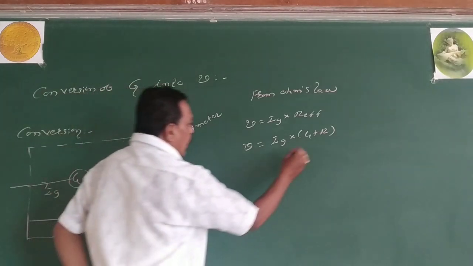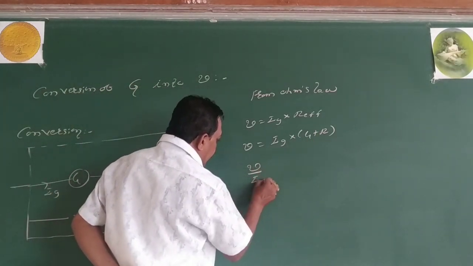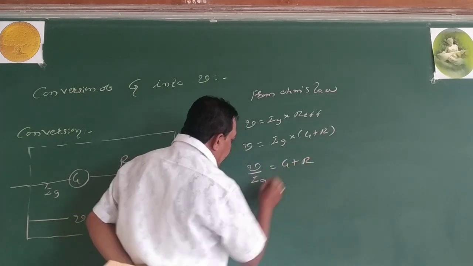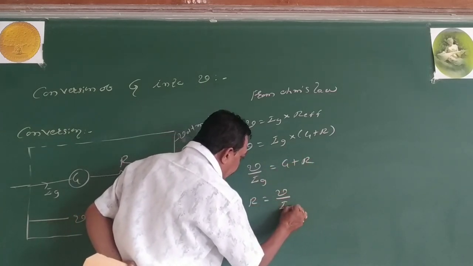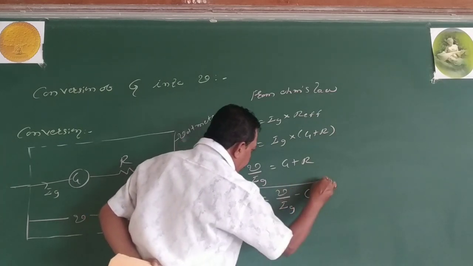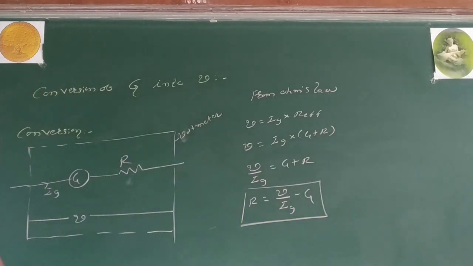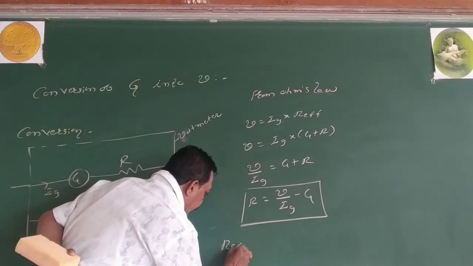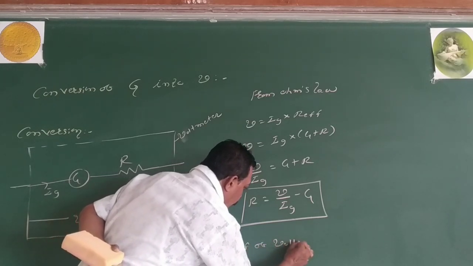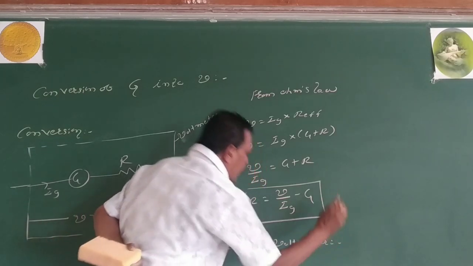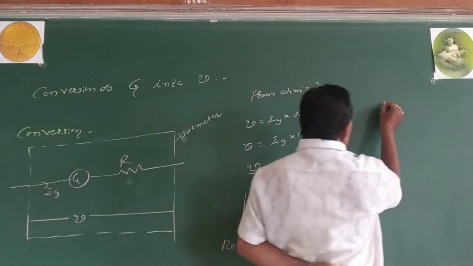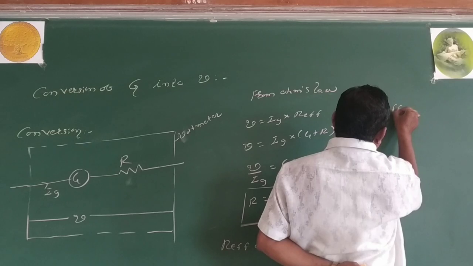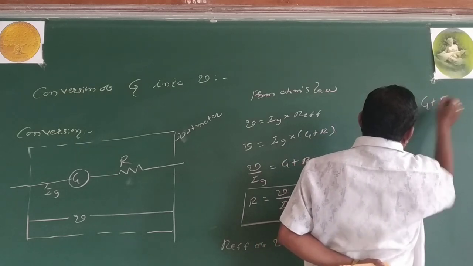So, I need R. V by Ig is equal to G plus R. Then R equals V by Ig minus G. Right? Now, this is the required high resistance to be connected in series with the galvanometer. Now the R effective of the voltmeter: R effective is equal to G plus R.